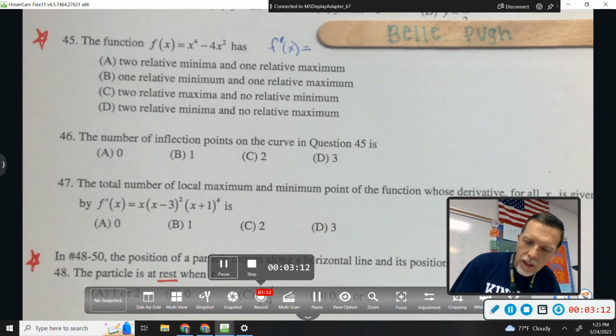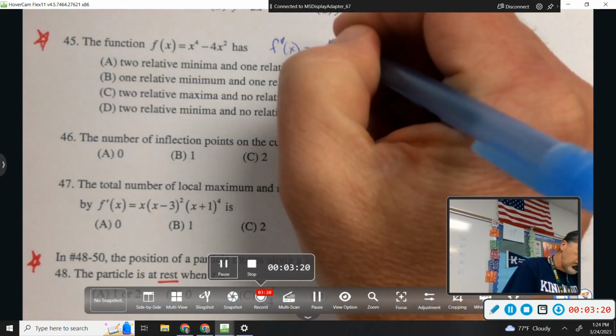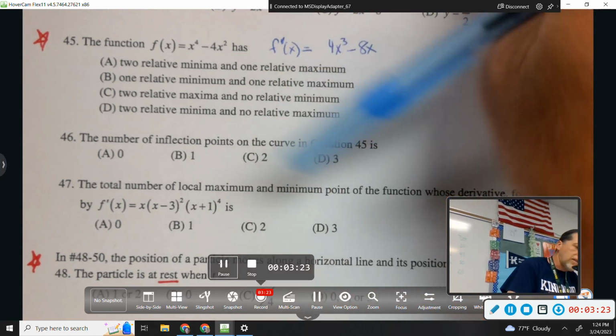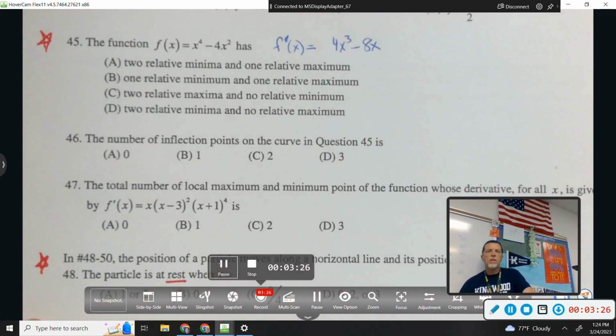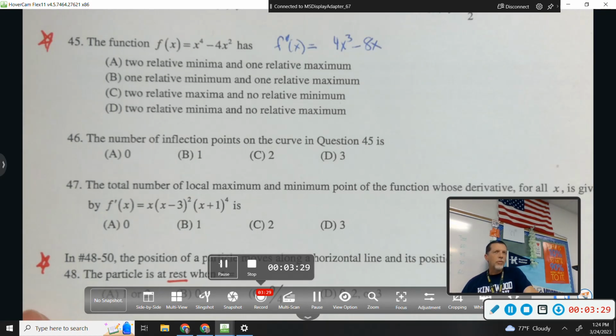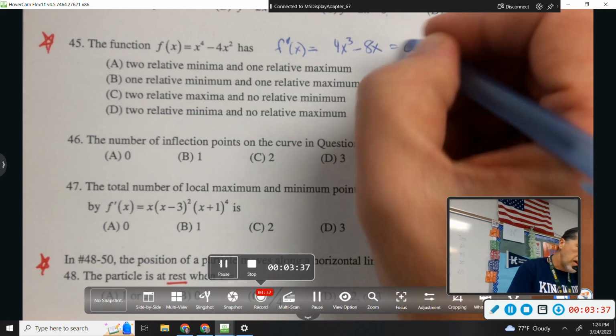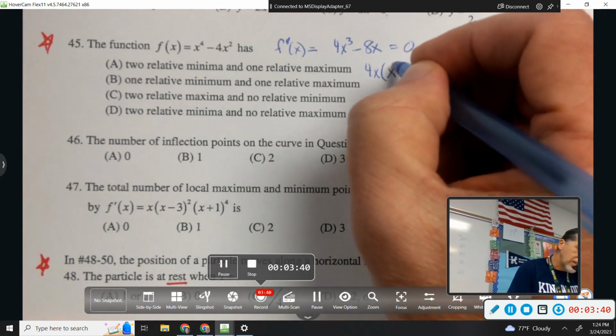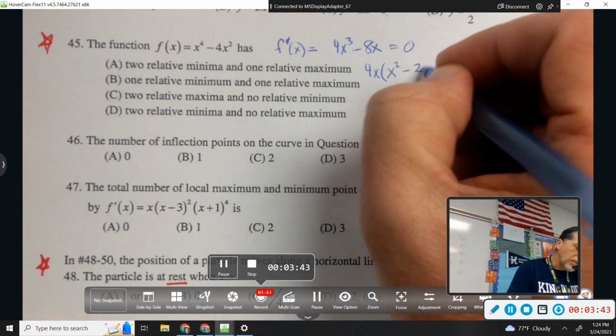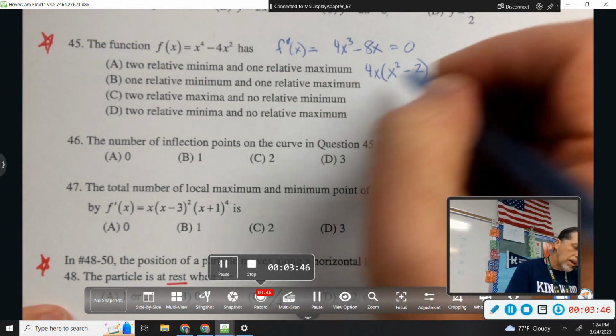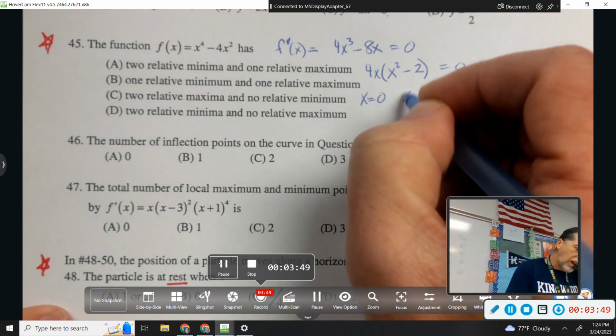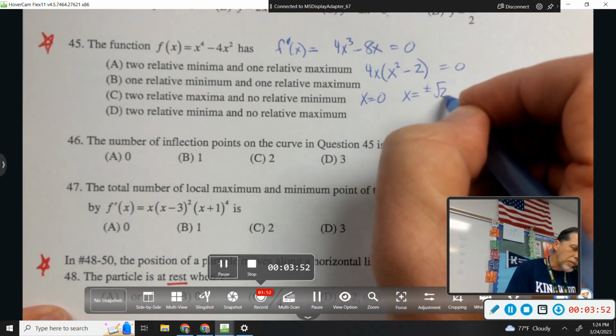Belle, what is the derivative that I'm looking for there? 4x cubed minus 8x. Right. So what do I do with 4x cubed minus 8x? Set that equal to 0. So I can factor out 4x. X squared minus 2. So x equals 0, and x equals plus or minus the square root of 2.